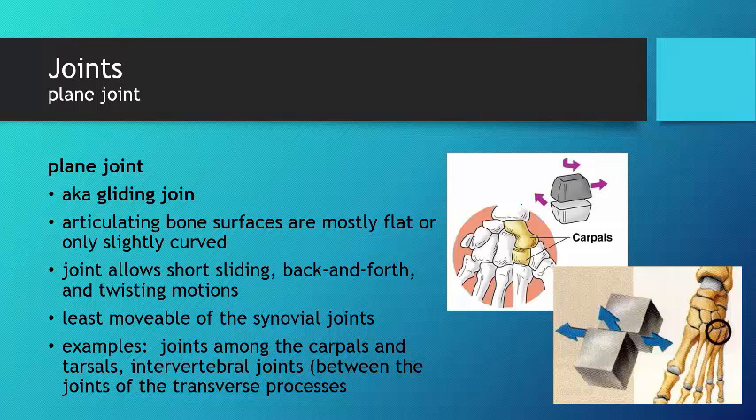You can't get flexion or extension from a plane joint. They can only slide back and forth. So where we see them include the joints among the carpals and the tarsals, and they're at the intervertebral joints where the transverse processes of the vertebra have little synovial joints with each other.